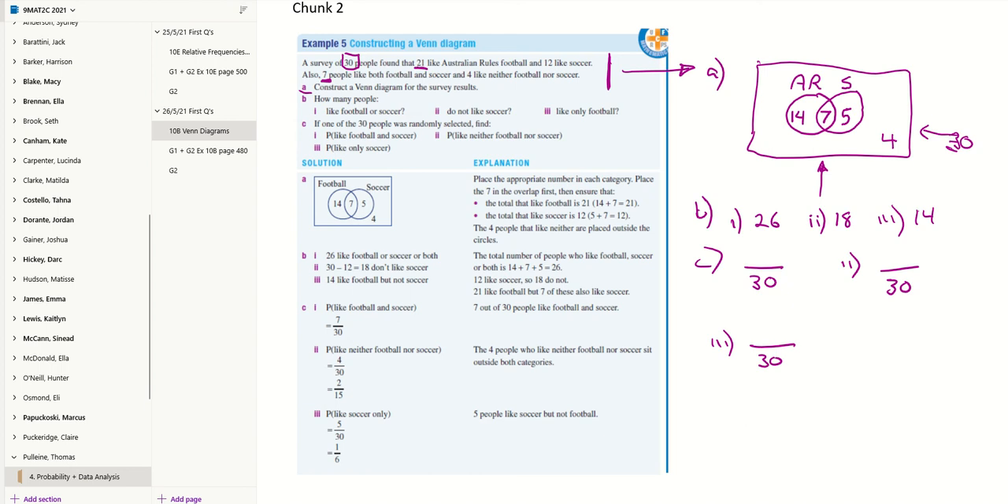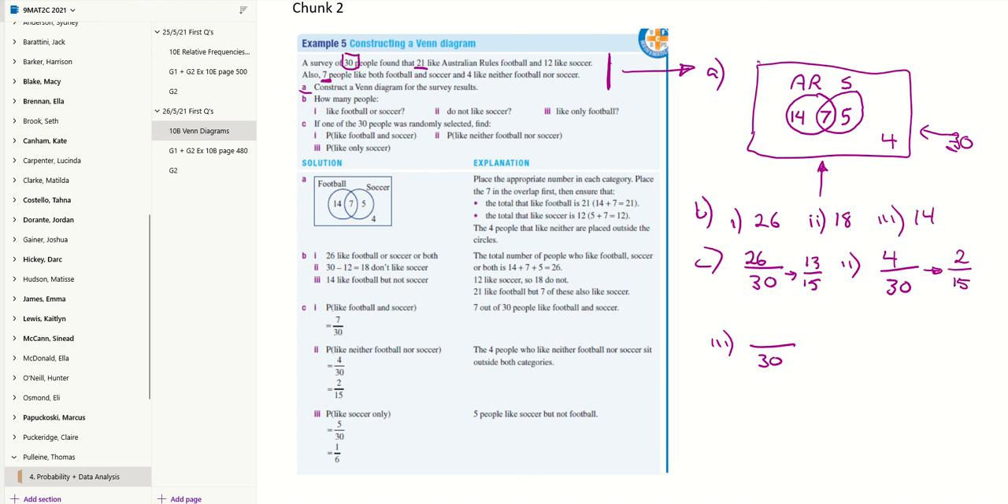All right, one of the 30 people was randomly selected, and we find the probability of like football and soccer. Football and soccer, we found up the top, their answer to 1 was 26. So we're going to go 26 on 30. Put that into your calculator as a fraction, push equals, and that will simplify it for you to 13 on 15. Like neither football nor soccer. Neither football nor soccer is what we've got outside those two circles, which is our 4. Again, once you've got 4 on 30, put it into your calculator as a fraction, push equals, and that will simplify it for you to 2 on 15.